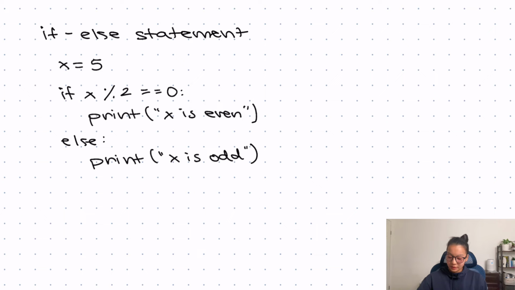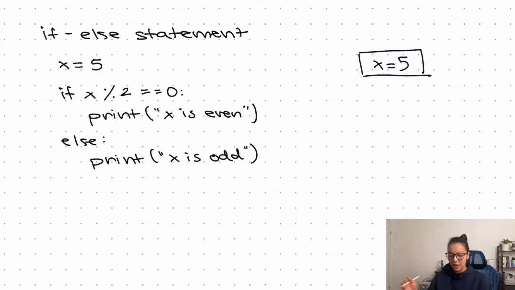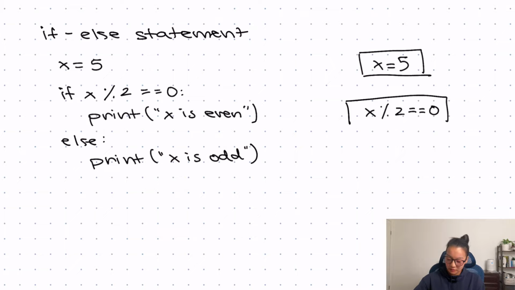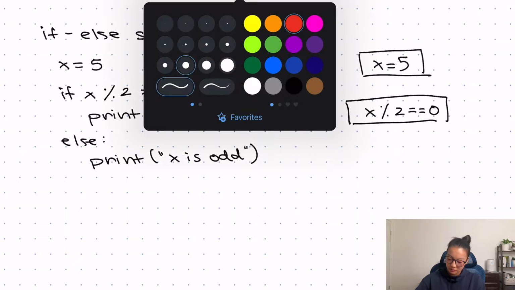Okay? So how does that look on the chart? Well, first we have x is equal to whatever number, right? 5, we can make that 8, we can make that 100, whatever. And then we have our condition: x divided by 2, remainder, does that equal 0? So this is our condition.